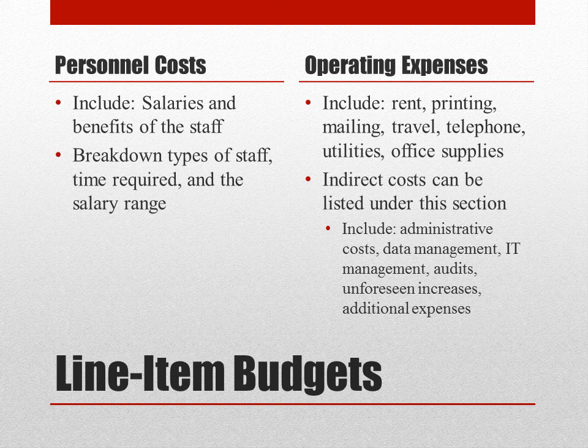Operating expenses consist of all non-personnel expenditures. They can include rent, printing, mailing, travel, telephone, utilities, and office supplies. It is also acceptable to include indirect costs in this category. These can be costs for things such as administrative costs, data management, IT management, audits, unforeseen increases, and any additional expenses. Keep in mind, however, there is usually a cap for this line of the budget of 10 to 15% of the total budget.